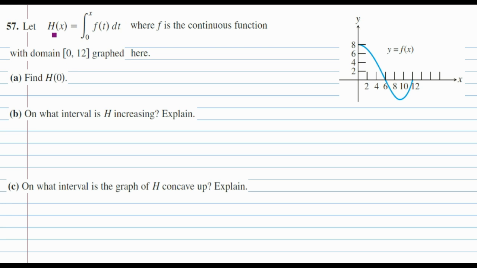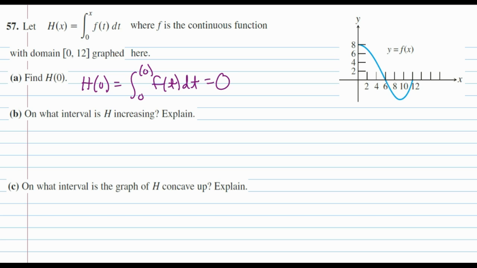H of 0, so instead of h of x, h of 0 is going to be the antiderivative from 0 to 0, plugging in 0 for x, of f of t dt, and the antiderivative from 0 to itself is 0. So that's kind of our initial value, 0, 0. The graph of h is going to pass through 0, 0.